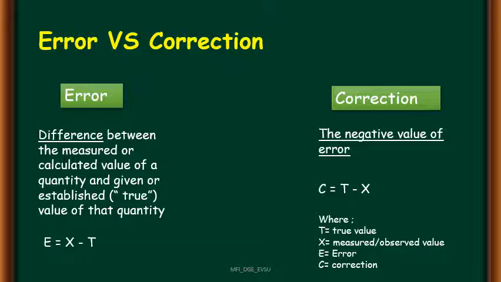So the correction is only the negative value of your error. As you can see on the formula, yung formula ni error, binaliktad lang. So, yung correction is equal to the true value minus your observed value or measured value.